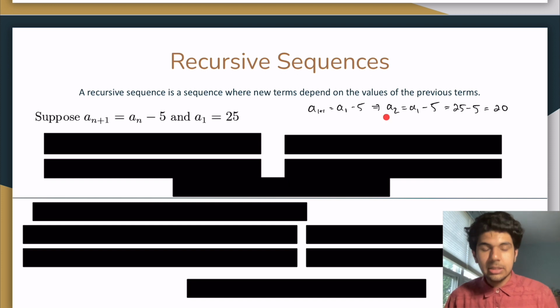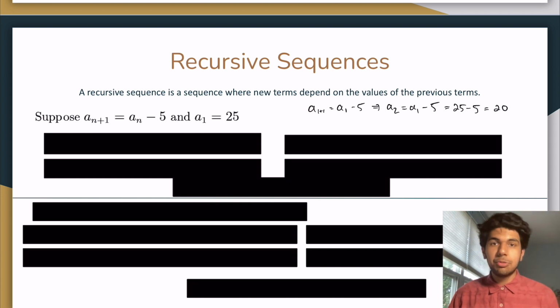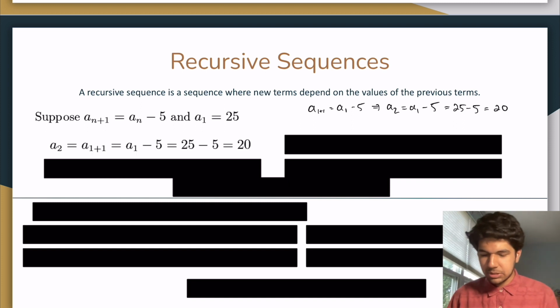However, notice that the value of a sub 2 relies on a previous term, which is a sub 1 in this case. Will that dependency always be there on only a sub 1? Well, let's figure that out. So the first box will tell us that a sub 2 is indeed equal to 20.